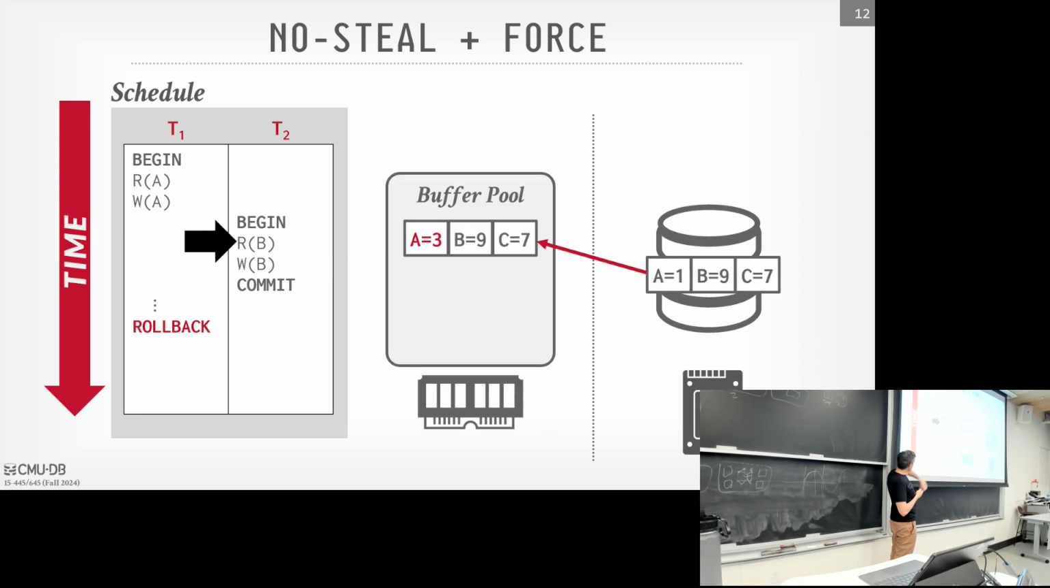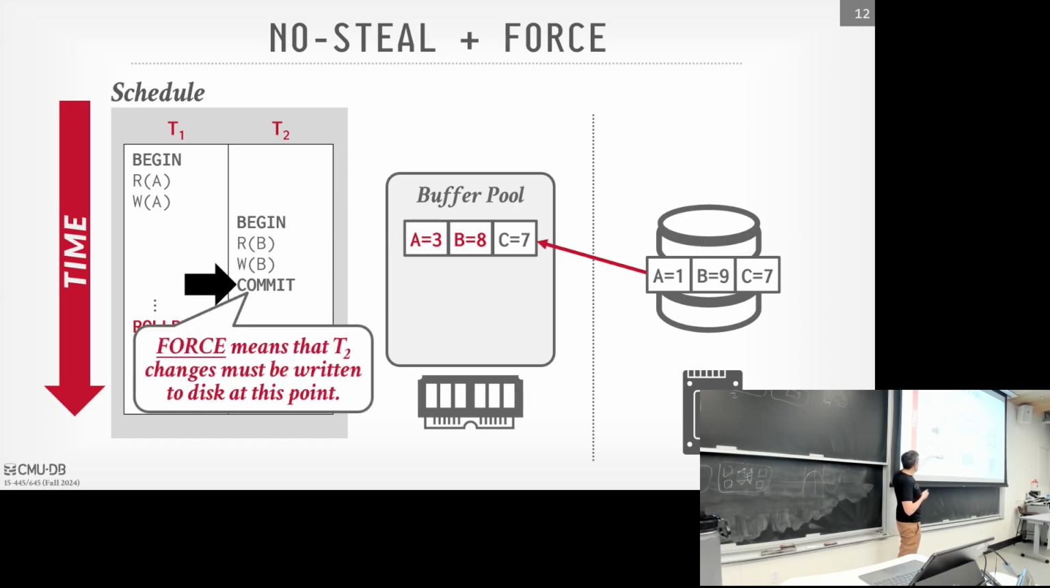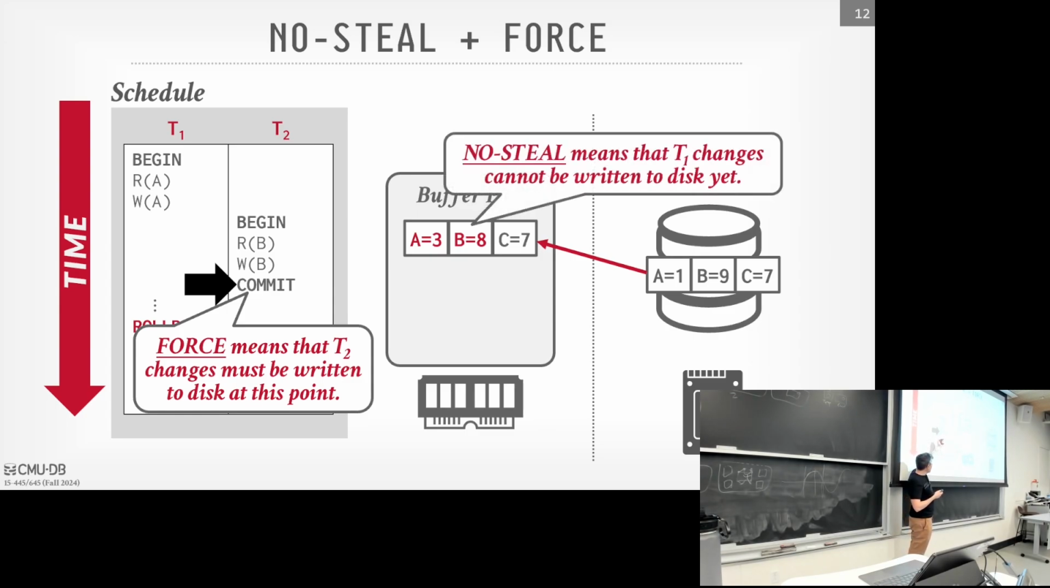Then context switch over to T2. T2 does a read on B, that's already in the buffer pool, we're good there. T2 does now the write on B and updates the page there. Now it wants to commit. So again, under the force policy, when we call commit, all the dirty pages that T2 modified have to be flushed to disk. But of course, we have the other problem with the conflict now, which is that under no steal, we're not allowed to write out any dirty pages from transactions that have not committed yet, or any changes.